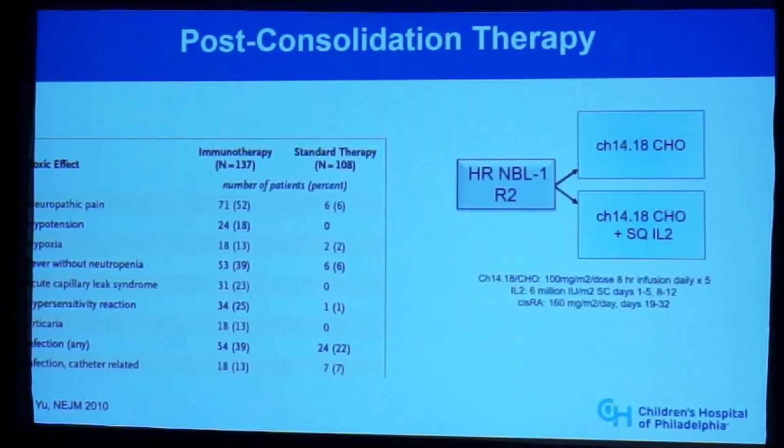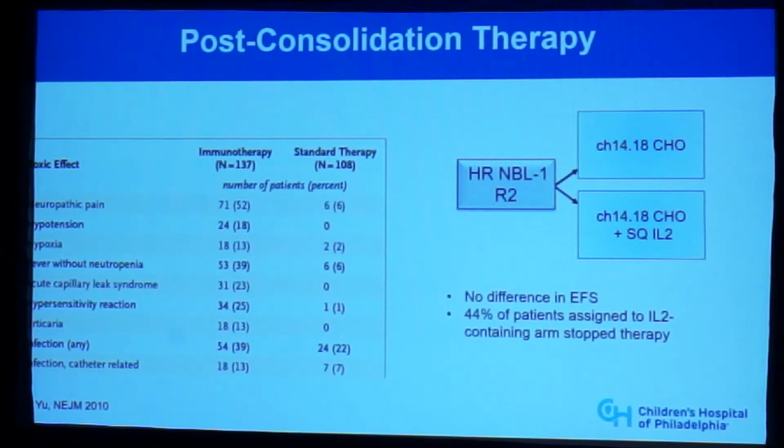The European group asked the question in a randomized fashion whether the addition of sub-Q IL-2 improves outcome when given in the context of a different antibody, but still a GD2-directed antibody. And what they found was that there was no difference in event-free survival in that trial. It should be recalled that 44% of the patients assigned to IL-2 stopped therapy. And so although the trial result is intriguing, it's a little unclear as to whether, had those patients been able to continue the IL-2, would that have resulted in a difference?